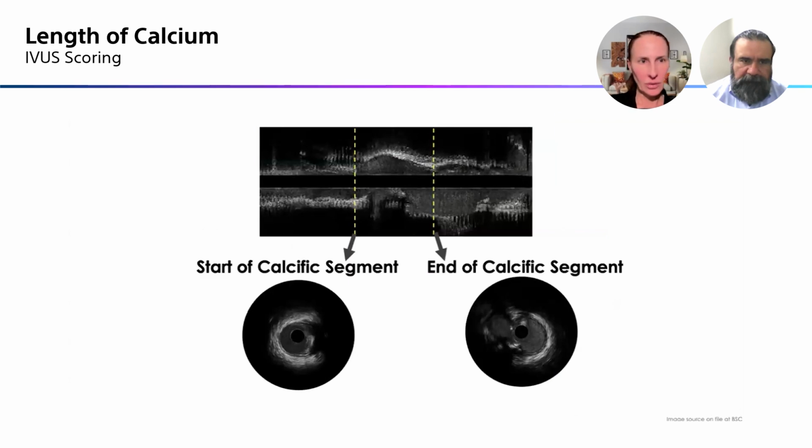So here we're going to just show you an IVUS scoring system. You can see the start of the calcific segment, and you can see the end of the calcific segment. So we're definitely more than 270 degrees there, not quite 360, definitely longer than 5 millimeters. And we don't have a measurement here, but my guess would be that that might be a 3.5 millimeter vessel or just under. So we've got at least two parts of our scoring system here that would suggest that we definitely need to use calcium modification to prevent stent underexpansion.